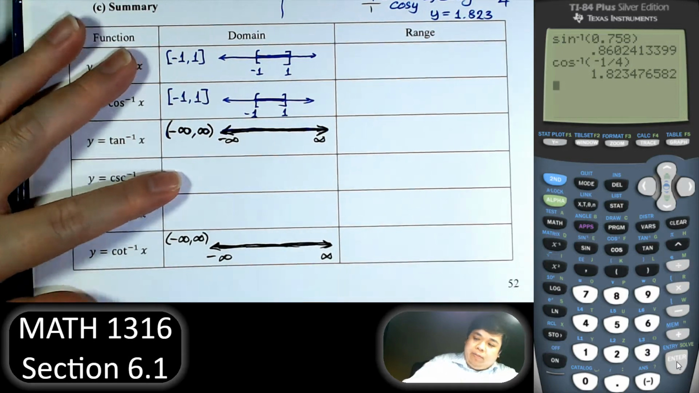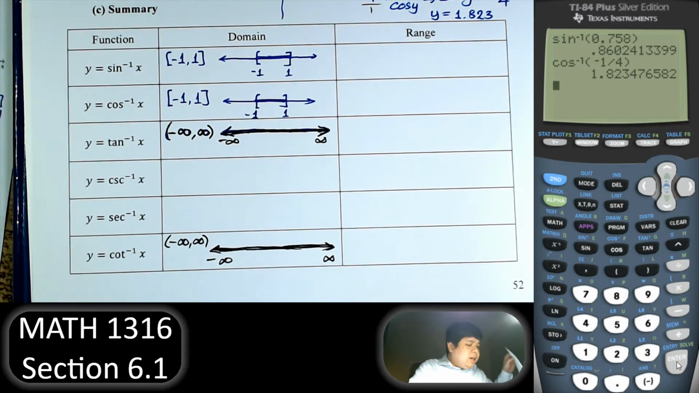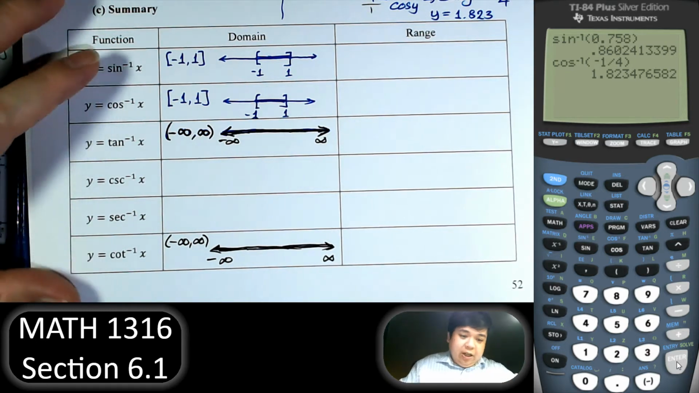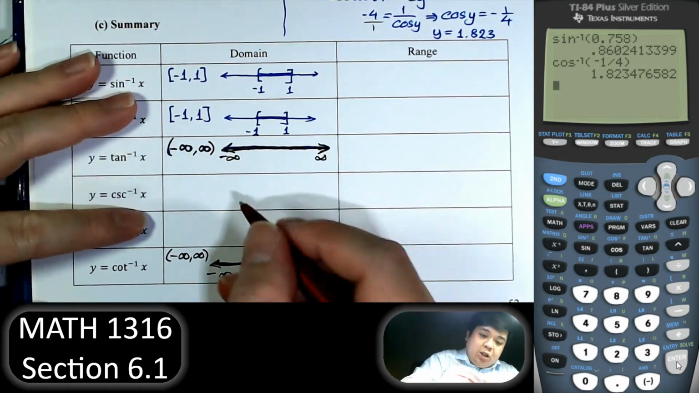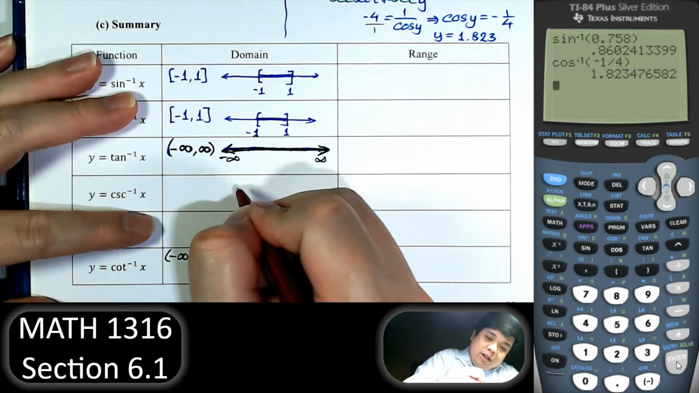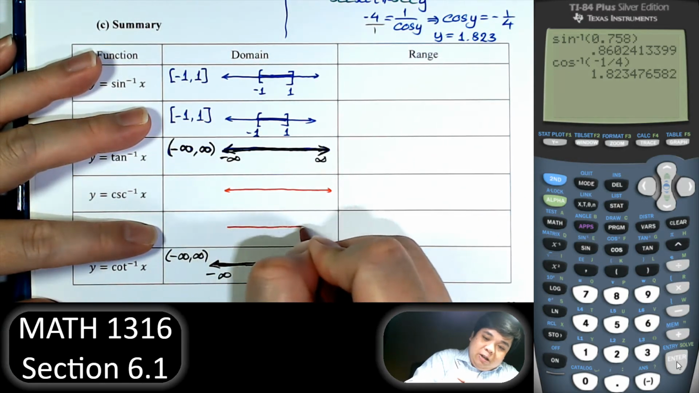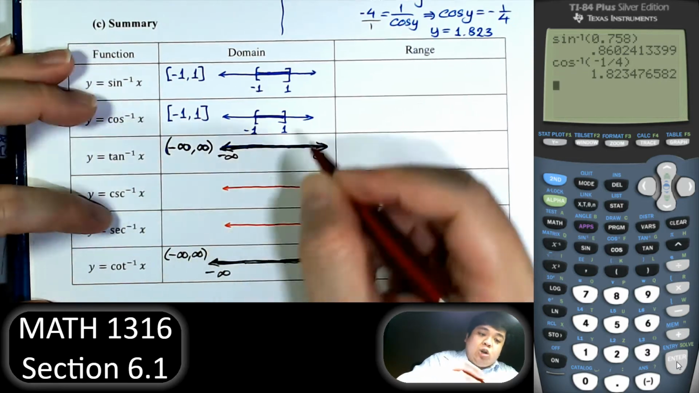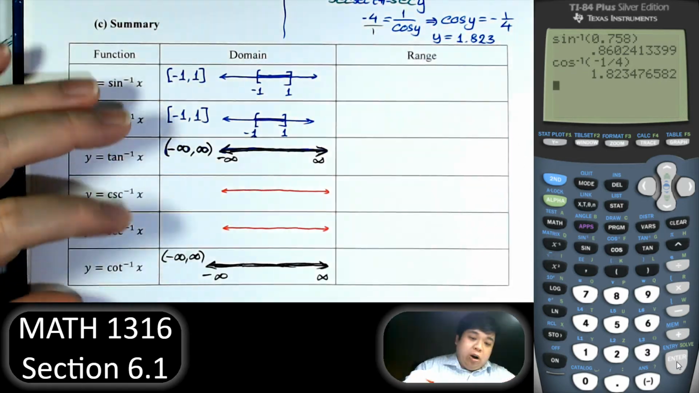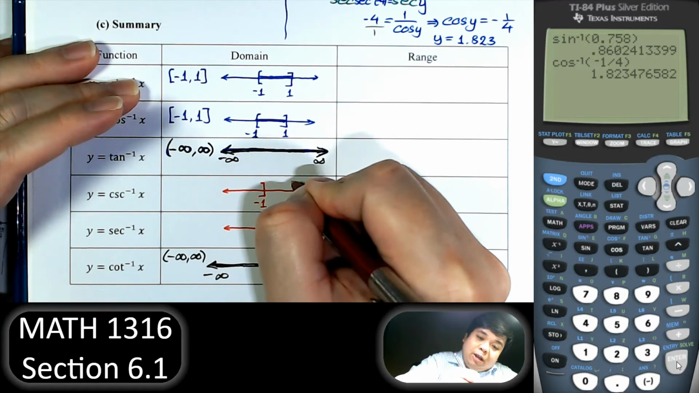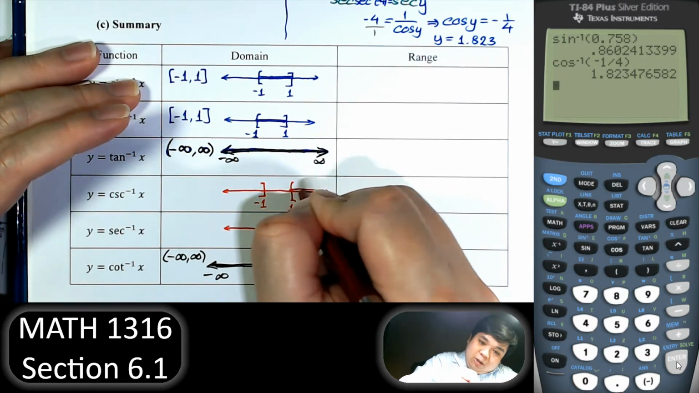the whole number line. Now, secant and cosecant inverse, they will be different than these two. So secant and cosecant inverse, it's easy to describe that on the number line. For sine and cosine inverse, the domain is between -1 and 1, while secant and cosecant will be outside of -1 and 1. So it's on the outside.